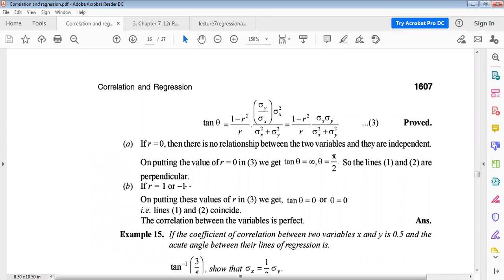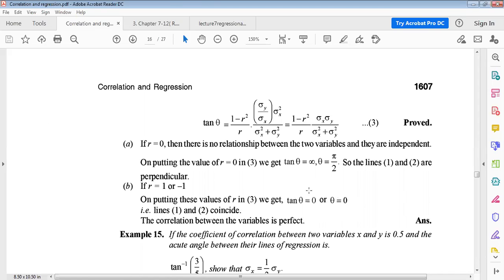If r equals 1 or minus 1, either one, then putting the values of r in this equation, we get tan theta equals 0, or theta equals 0 degrees. That means parallel. So lines 1 and 2 coincide. Coincides means parallel lines. The correspondence between the variables is perfect. Does everybody understand?